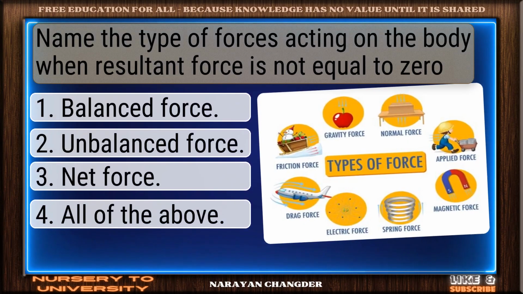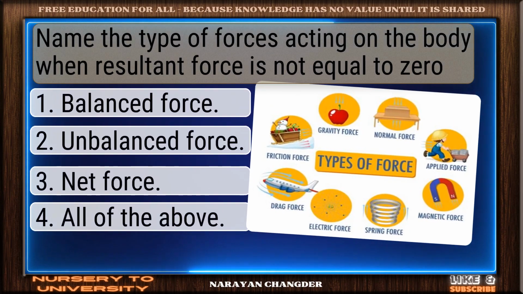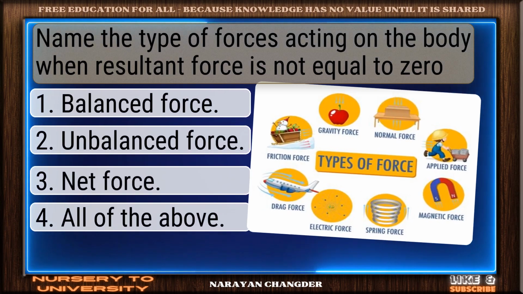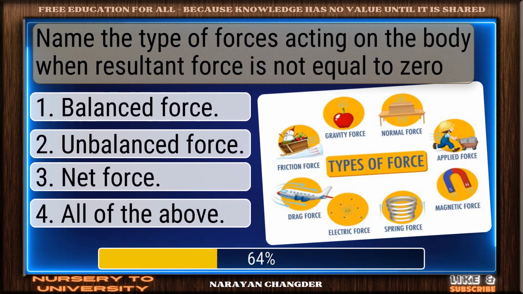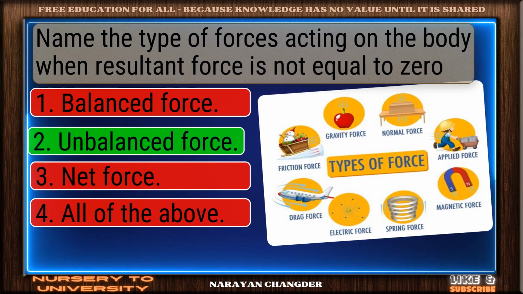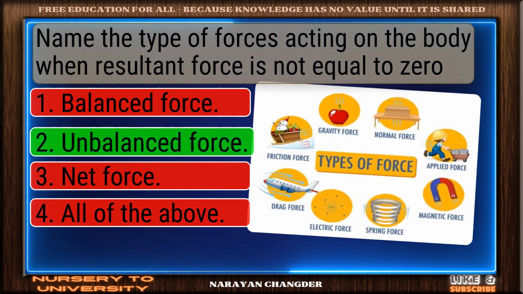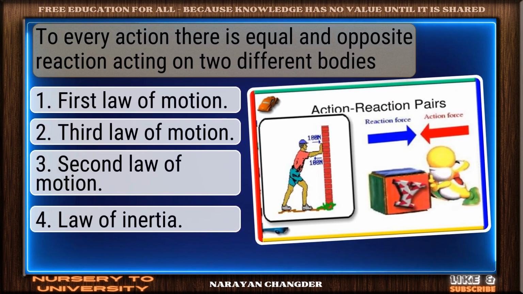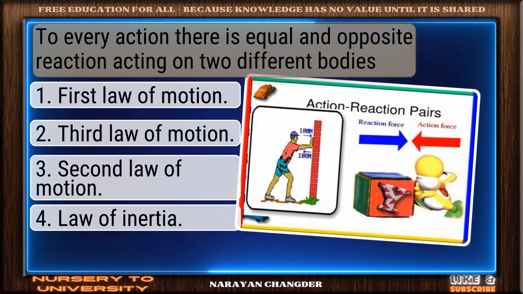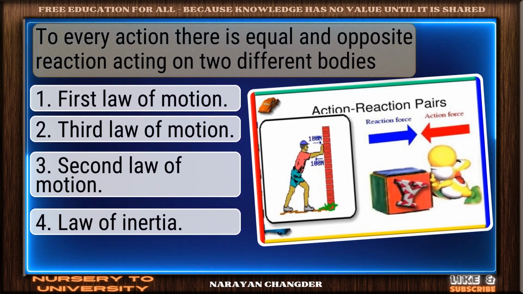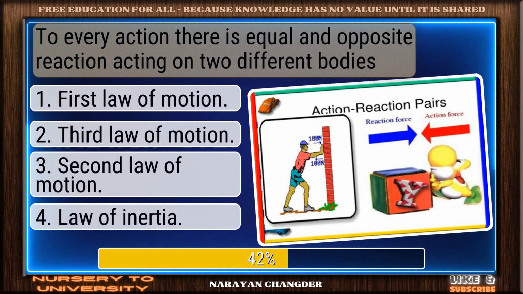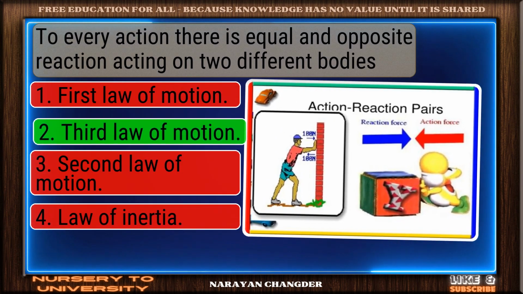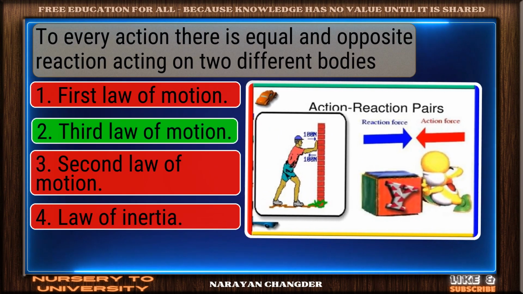Question number 113. Name the type of forces acting on the body when the resultant force is not equal to 0. You chose unbalanced force, and it is correct. Question number 114. To every action there is an equal and opposite reaction acting on 2 different bodies. Well done. Third law of motion is the right choice.